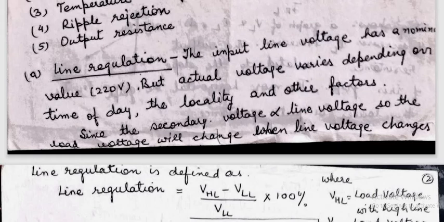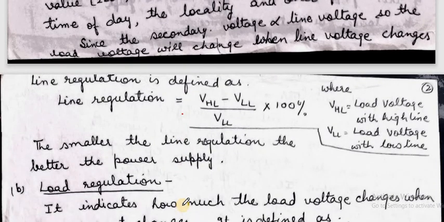Line regulation is defined as (VHL minus VLL) upon VLL, multiplied by 100 to express it as a percentage. Here VHL is the load voltage with high line and VLL is the load voltage with low line. It should be noted that the smaller the line regulation, the better the power supply. So in order to make a good power supply, it is necessary that this parameter should be small.